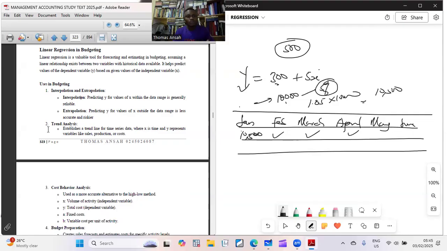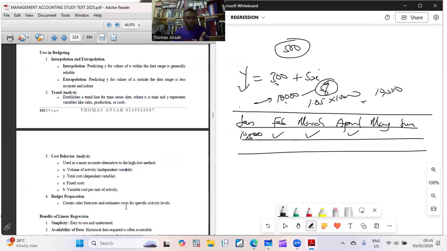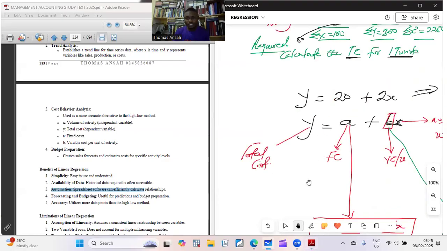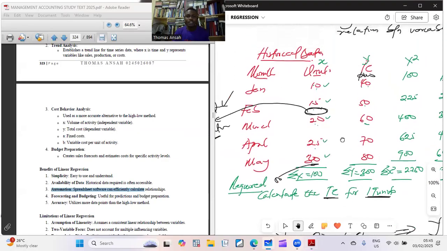All right, so it is also used to do trend analysis. We are going to use this to develop what we call the time series. It helps you to know your cost behavior. You saw that, how to find the total cost. Cost behavior, because the variables that are given had meanings. And this one will help you create good sales for your budget. All right, it is simple. You saw it. It depends on available data. You can actually use Excel to do that. So all these things that I did, you can do in Excel.